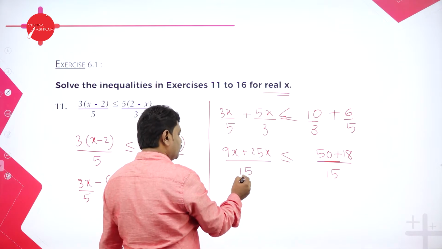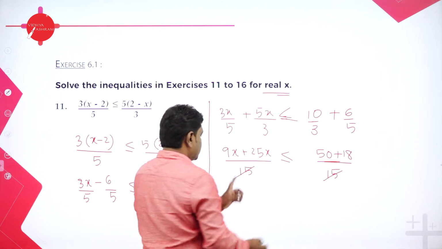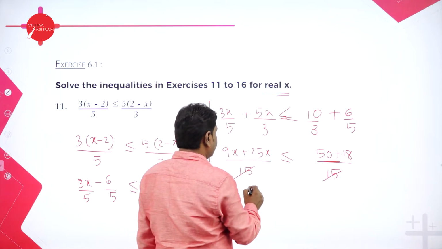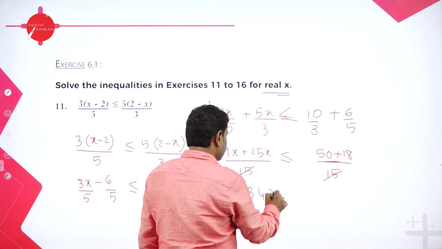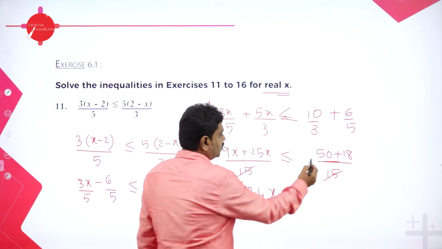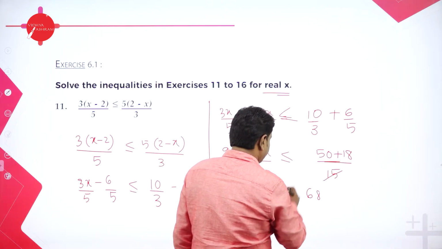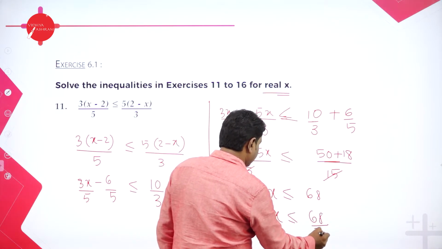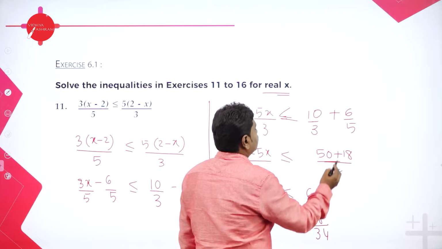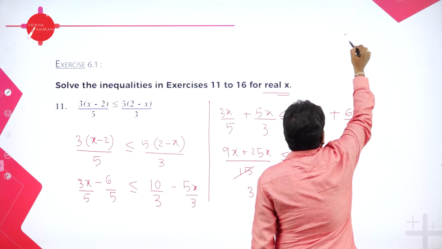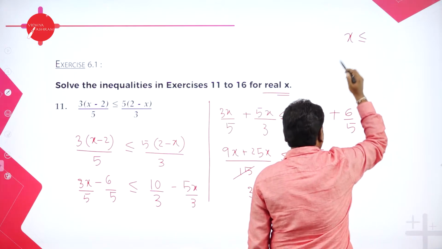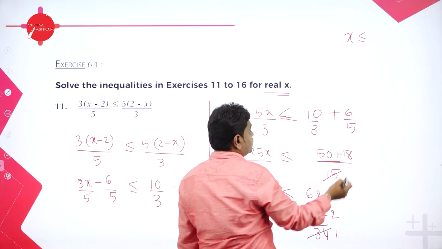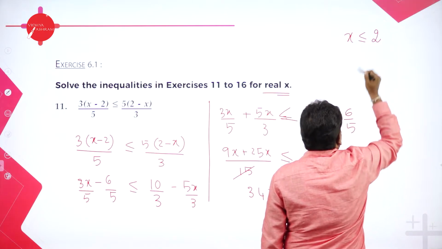Now 15 cancels, means if you transfer 15 to that side it will come into, so you can cancel. So 9 plus 25, 34x less than or equal to 68, and x is less than or equal to 68 divided by 34. It is divisible. So finally x less than or equal to, if you divide 34 ones are 34, 34 twos are 68. So x less than or equal to 2.